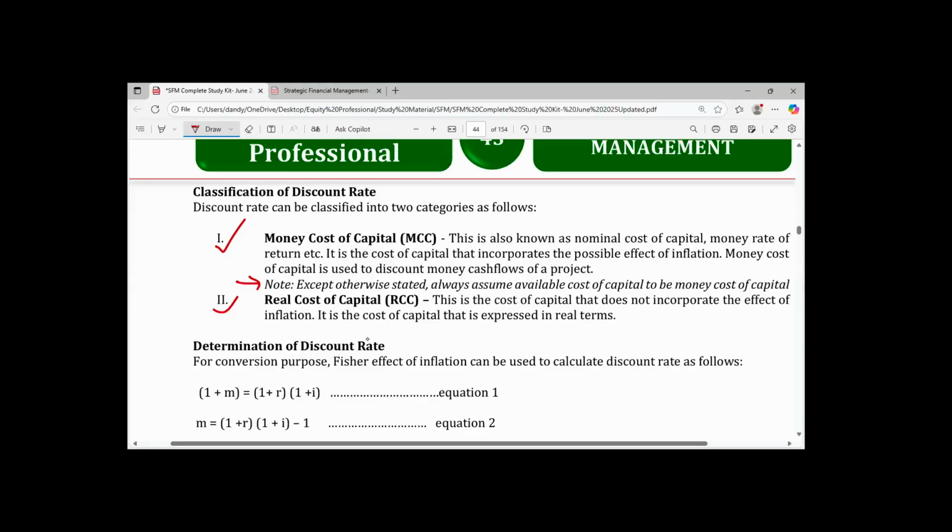So once you are given a real cost of capital, you need to convert it to money cost of capital if your cash flows are money cash flow. Then we talk about real cost of capital. The real cost of capital is a discount rate that does not include the possible effect of inflation. It's a cost of capital that is stated in real terms. So that's basically that. These are the things that you need as far as cash flow and cost of capital is concerned.